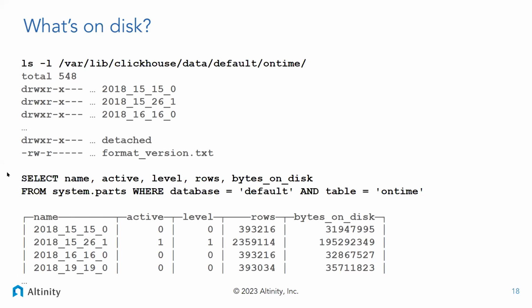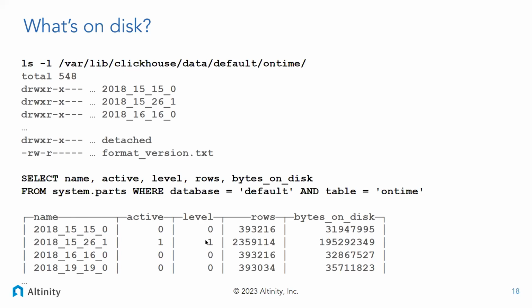So we can find out about the state of parts by looking at the system.parts table, which is, again, super useful, one that I spend a lot of time looking at. What we see when we run this query is that some of the parts are active. The merged part, the second row, is the part that your queries will see. The other ones are marked 0, which means ClickHouse is done using them and they're just waiting to be removed.